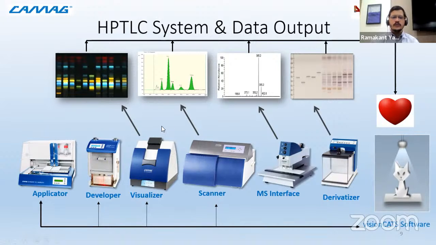All these modules combined are called the complete HPTLC system, and one software controls the whole system, that is the latest CAMAG VisionCATS 3.0 or 3.1 software. From the software we can control the applicator, development option, visualization, and scanning option. All these steps we can control through software. That software is 21 CFR Part 11 compliant, so in a cGLP, cGMP environment, it is more applicable and convenient to use.